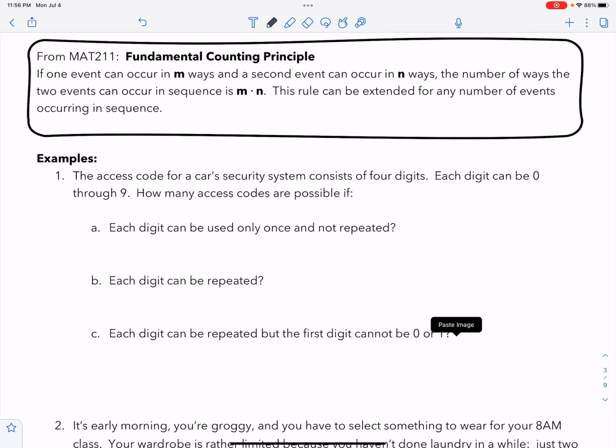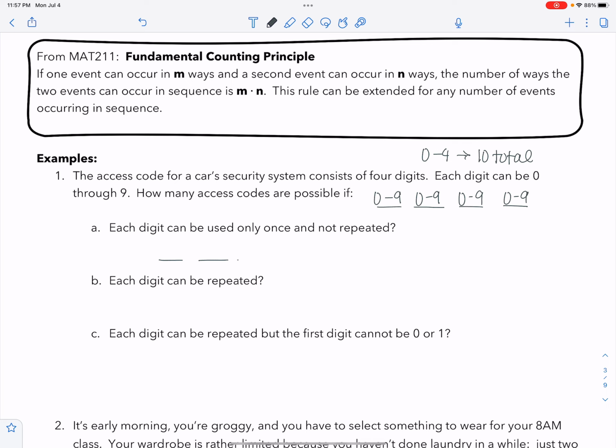The access code for a car security system consists of 4 digits. Each digit can be 0 to 9. How many access codes are possible if, letter A, the digit can only be used once? So the first thing, I have this random 4-digit code. Each digit can be 0 to 9. So there are 10 numbers between 0 to 9, because there's 9 of those, and then plus 1 for 0. So in this first one, each digit can only be used once.